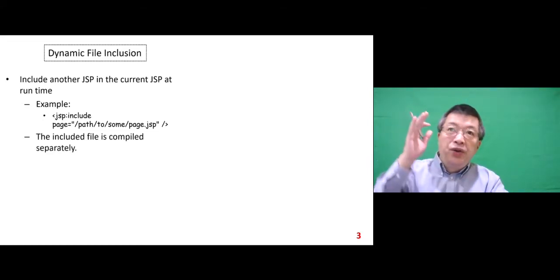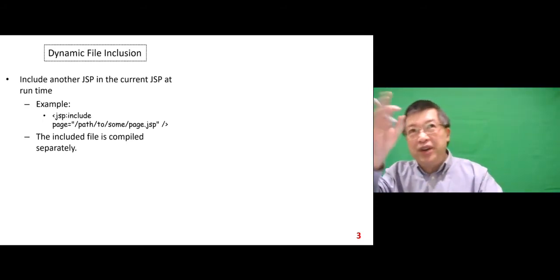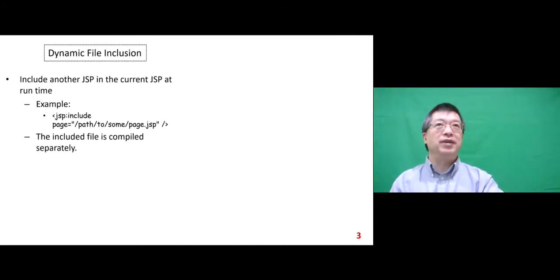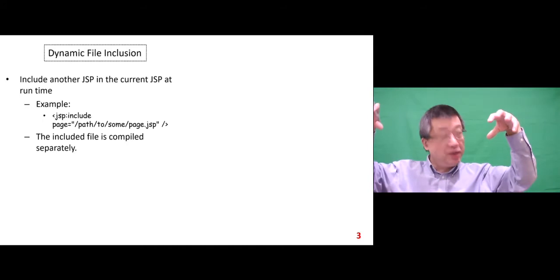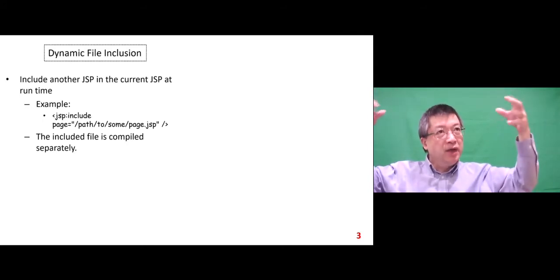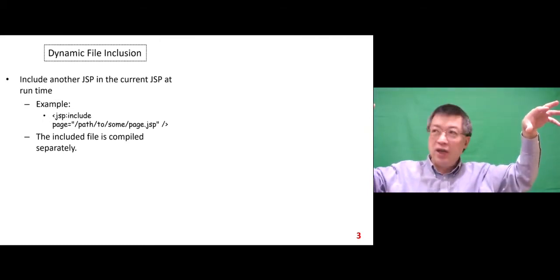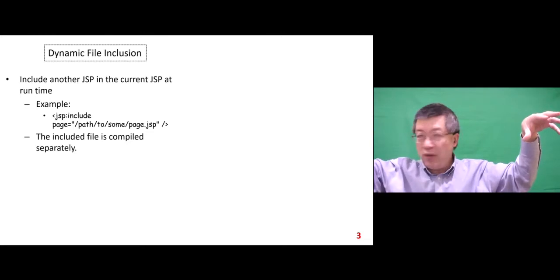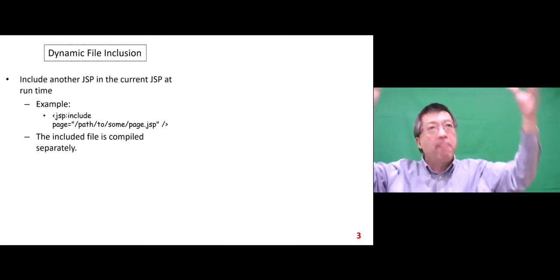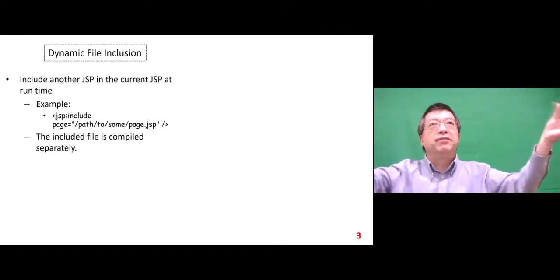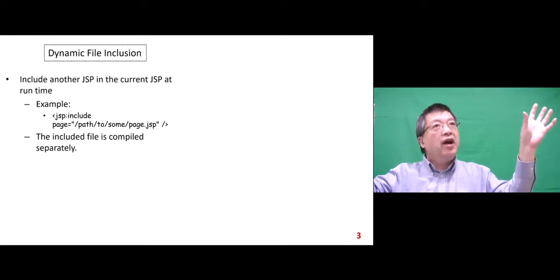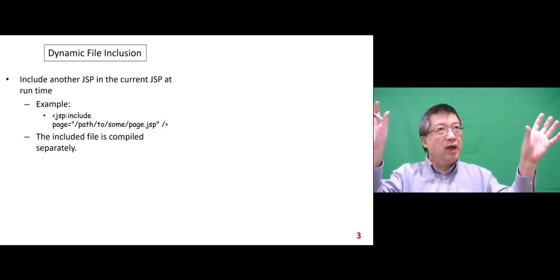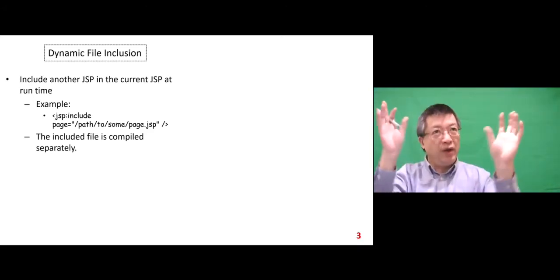First, the included file is compiled separately. That's one property. The including JSP and the included JSP are two different files, compiled separately. So you compile this JSP first, and later, sometime, you compile another one. Then they work together. So we're trying to understand the connection between them, how they work together.